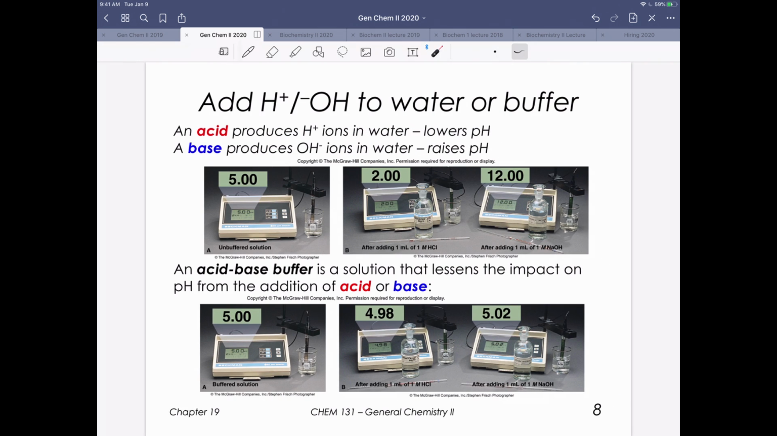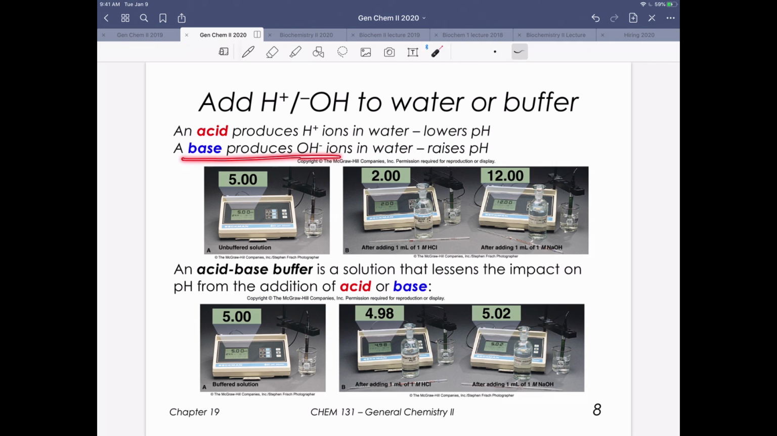Okay, so just a little bit to think about what happens with buffers and when we add acid or base either to water or to buffer. So let's focus just on this top panel here for a second. What we can see here is a pH meter that's recording the pH of an unbuffered solution, essentially pure water that's slightly on the acid side. And when we add more acid to it, because we're producing hydronium or H+ ions in water, we see a lowering of pH. So if all we added was 1 milliliter of 1 molar HCl, we drop the pH by 3 pH units. That's a lot.